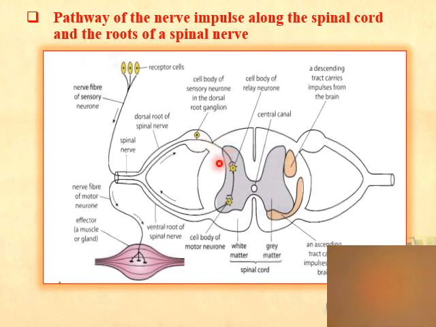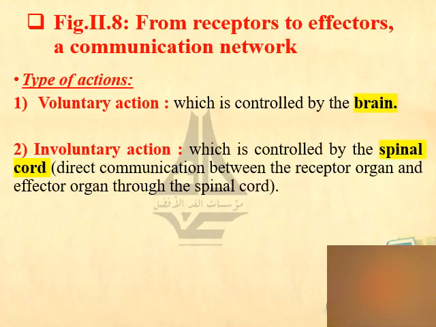It takes the message to the relay neuron or the interneuron, which is going to transfer the information to the cell body of the motor neuron, and it is going to give the message to the axon of the motor neuron, which will take it to the muscle in order to achieve a reaction. This is the pathway or the reflex arc that takes place during a reflex action.